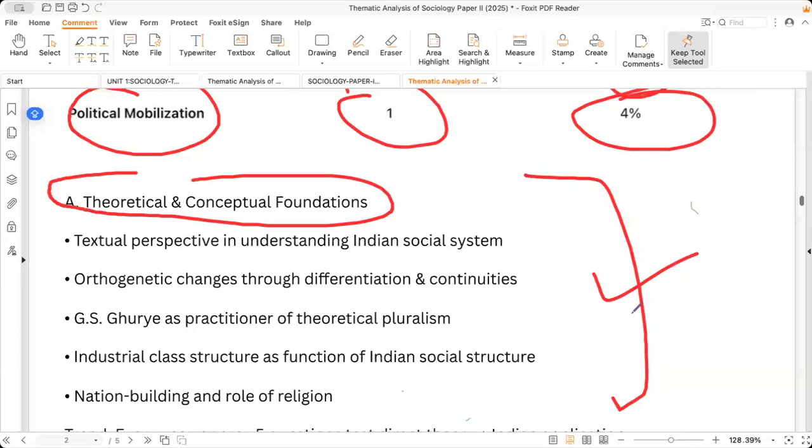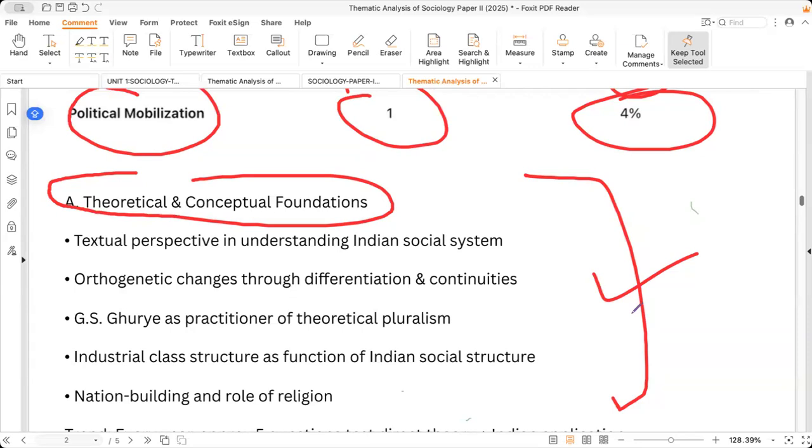This is called the textual perspective. So this is important. And Indology is also more or less a textual perspective. There is a lot of book view. G.S. Ghurye didn't go to the ground and study everything. It was M.N. Srinivas. He went to villages and then he studied.